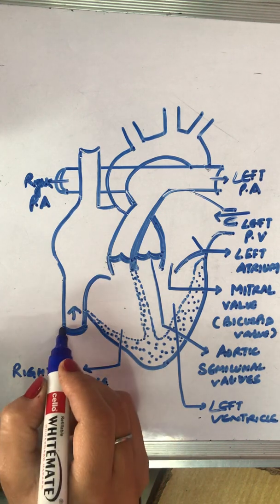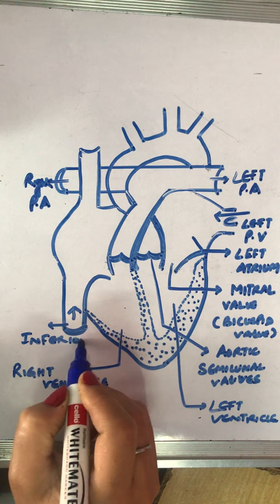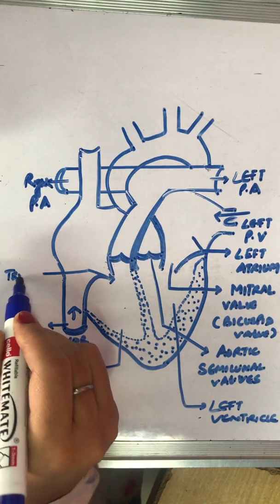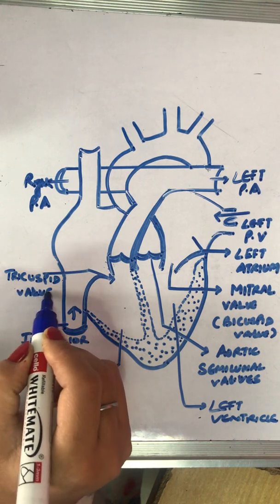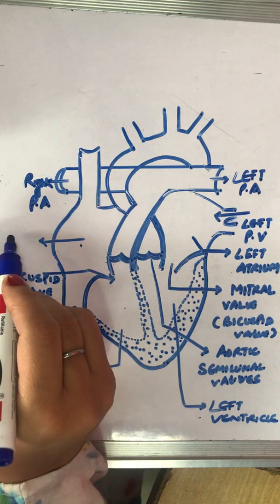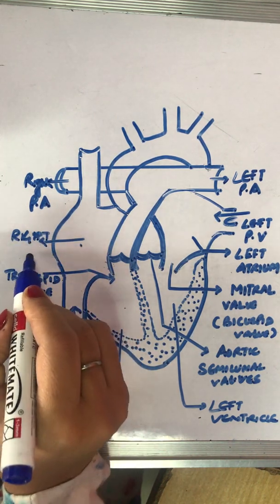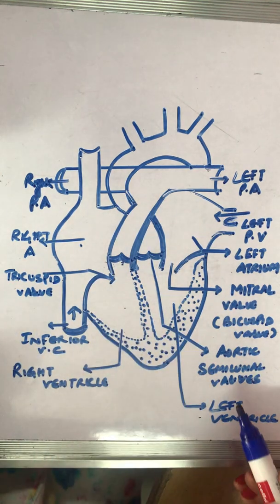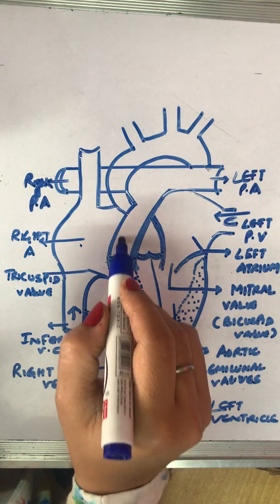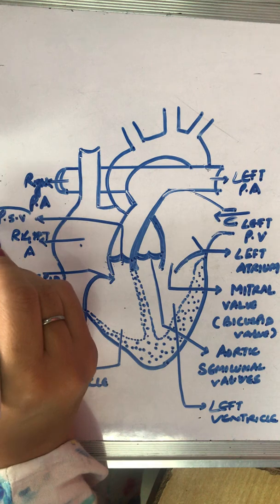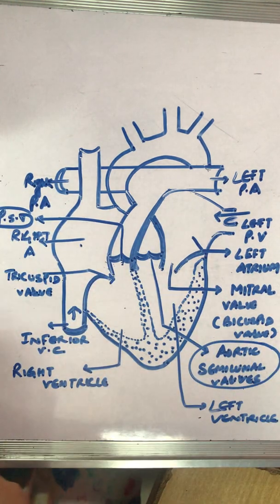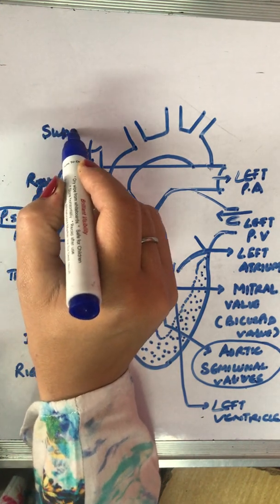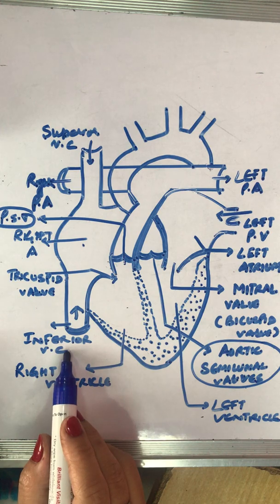This one, inferior vena cava, from where the blood enters. This is the tricuspid valve, this area. This is what we are showing as the right atrium. These are pulmonary semilunar valves. These are the aortic ones, no? These are pulmonary semilunar valves. From here you can make out that this SV stands for the semilunar valves. Then this is superior vena cava. Inferior vena cava we have written here.